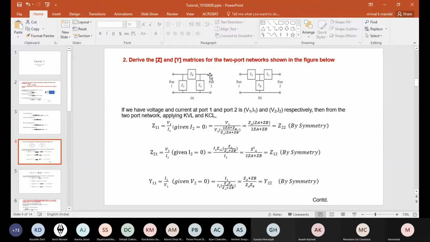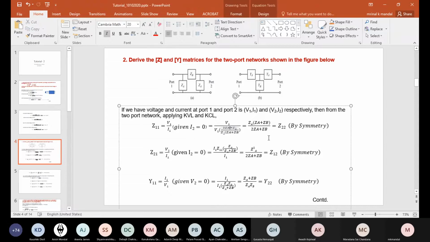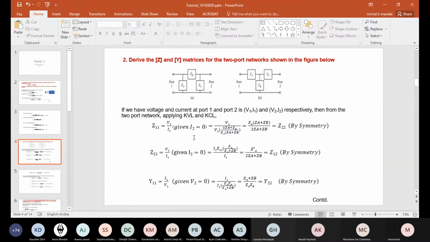So that means the output should be open circuited, and then we calculate V1 by I1, right? So this current component is now divided into two parts. One goes through ZA, another one through the ZP and ZA combination. It's looking like a voltage divider. So we can represent this in terms of voltage and put it here, and it's coming ZA into ZA plus ZP by twice ZA plus ZB. You check it. Okay, this calculation.